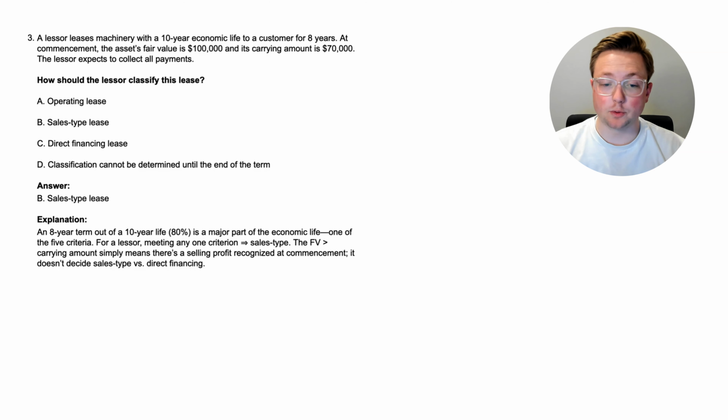So again, in this question, we learned another one of the criteria, which is that if the lease is for the major part of the economic life of the leased asset, then that is going to be a sales type lease for the lessor. And again, if any one of these criteria is met out of the 5, and we've only talked about 3 so far, it is a sales type lease. So again, you'll be seeing that throughout the rest of this. Now let's go to the next question.